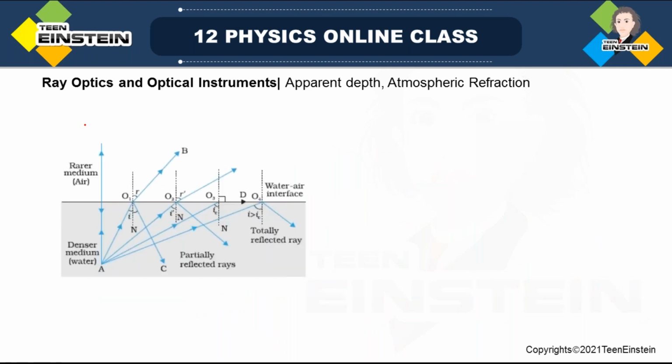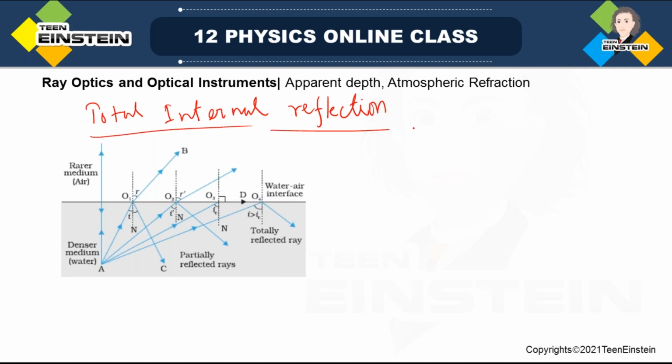So the next topic is total internal reflection. Let me first tell you what is internal reflection, then we will go to total internal reflection. So what is internal reflection?